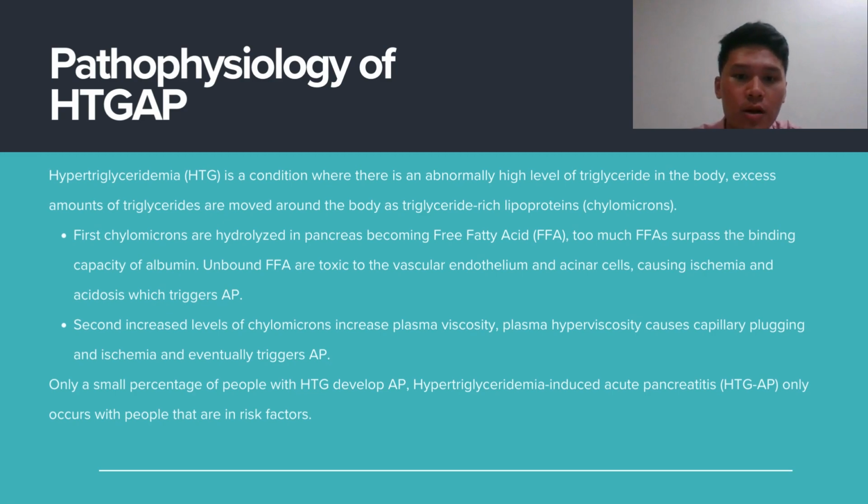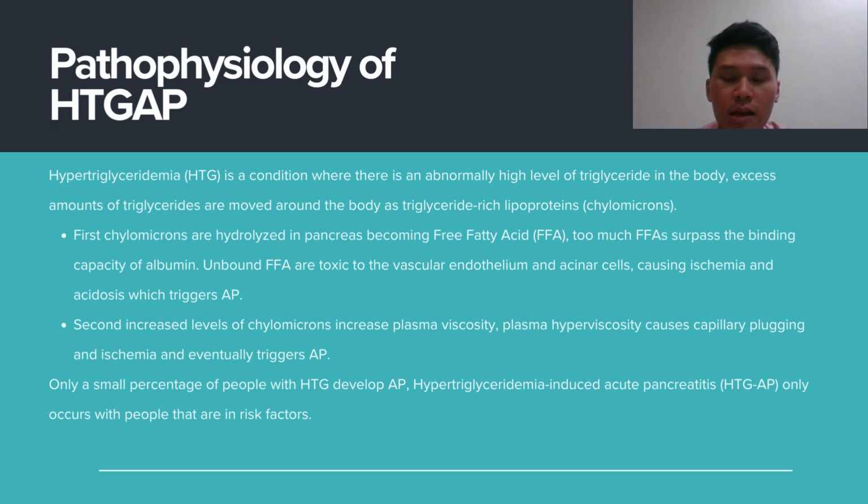Hypertriglyceridemia is a condition where there is an abnormally high level of triglyceride in the body. Excess amounts of triglycerides are moved around the body as triglyceride-rich lipoproteins, called chylomicrons. First, chylomicrons are hydrolyzed in the pancreas, becoming free fatty acids, in which too many free fatty acids surpass the binding capacity of albumin. Unbound free fatty acids are toxic to the vascular endothelium and acinar cells, which can cause ischemia and acidosis, which triggers acute pancreatitis.